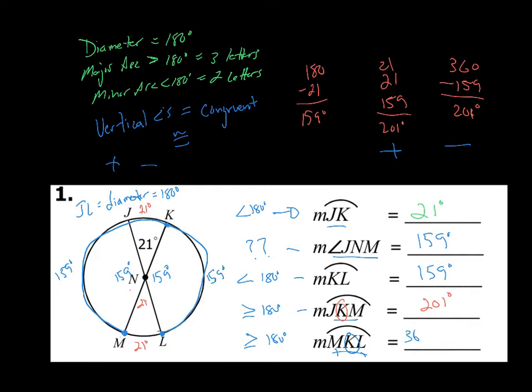Now this is going to be one of those where I'd say, you know what? I guess this is best phrased as 360 minus 21. That's the only thing that's not included. So that's going to get us 339 degrees. And that's that.